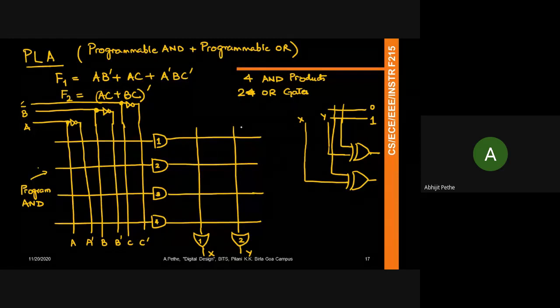So what you see here is this chip, for example, gives you a flexibility of picking what are the kind of products you want to generate. Based on the products generated, it gives you a flexibility to pick what kind of sums you want to generate. And then finally, it gives you a flexibility whether you want to send the signal as is or you want it to complement and send the signal out, right? So now let's think about how to implement the first function, which is F1, right? F1, if you look at it, consists of three product terms, AB prime, AC, and A prime BC, right?